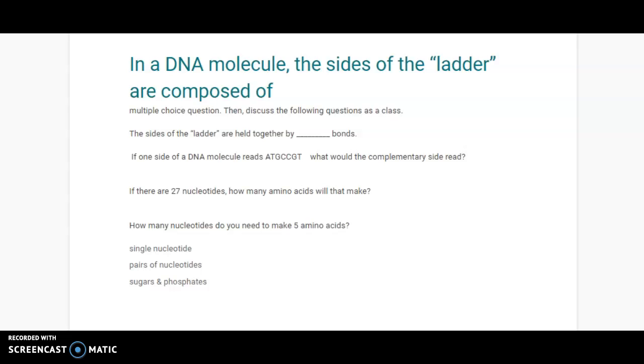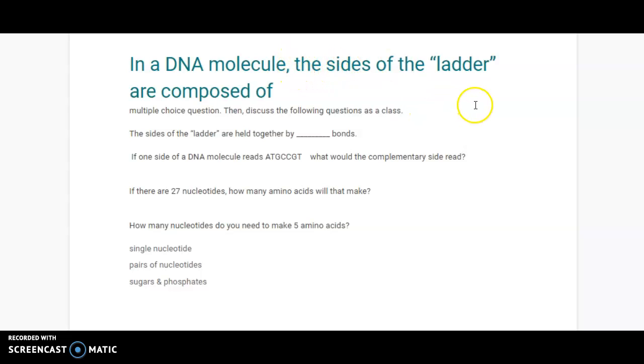Okay, first we are going to go over our bell ringer. This is the day 43 bell ringer. First question says, in a DNA molecule, the sides of the ladder are composed of. This is the one that will be graded. It goes with the multiple choice down at the bottom.